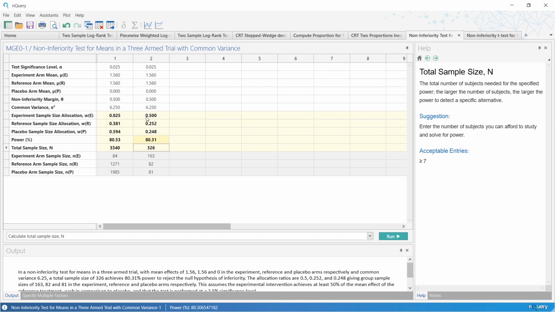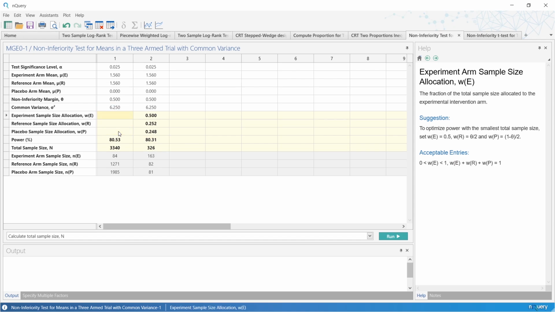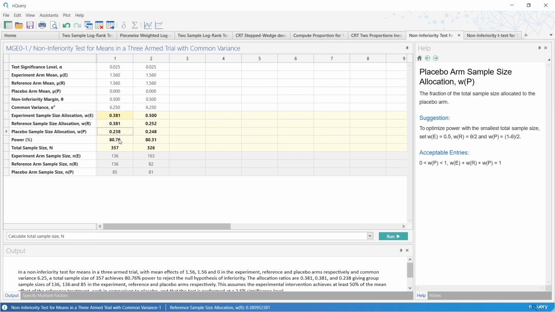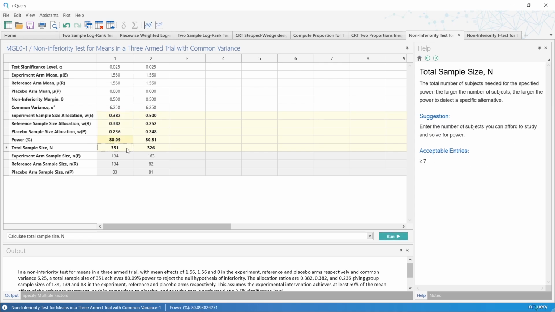Sorry, this seems to have gone a bit wibbly over a second here. Let's just restore this back to what it was previously. And you can see here that obviously the sample size is lower than the previous example of 352. So, if we wanted to simply reduce sample size, this would perhaps be considered the more appropriate allocation.